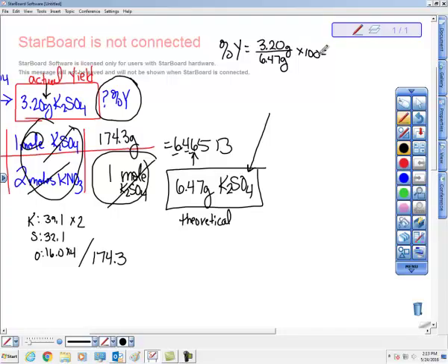Divided by 6.47 times 100. All right, looks like we got 49.459%. Now I'm going to go with 3 sig figs again. 1, 2, 3. I'm going to round that last 4 to a 5, and that's your percent yield. So you only got 49.5%. How far off were you from your target? Your target is always to get 100%. You're supposed to get 100%, right? How far off was this measurement from that 100%?